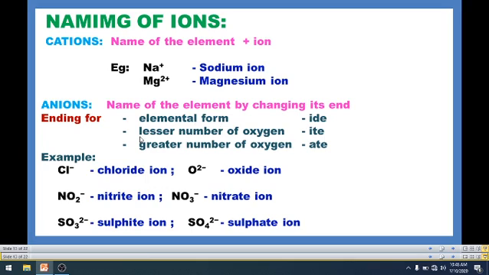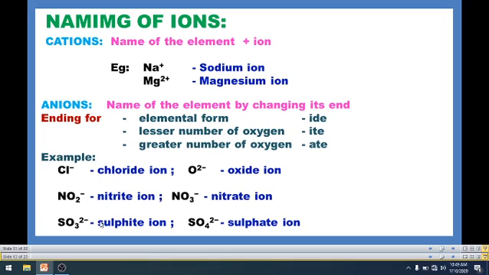Suppose it has a lesser number of oxygen, the ending should be ITE. And if it has a greater number of oxygen, the ending should be ATE. Look at the example, NO2-, NO3-. Compare these two ions. Here greater number of oxygen, 3 oxygen. This is lesser number of oxygen, 2. Therefore for lesser number of oxygen, the ending should be ITE, and for greater number of oxygen, the ending should be ATE. This is nitrite ion, this is nitrate ion.